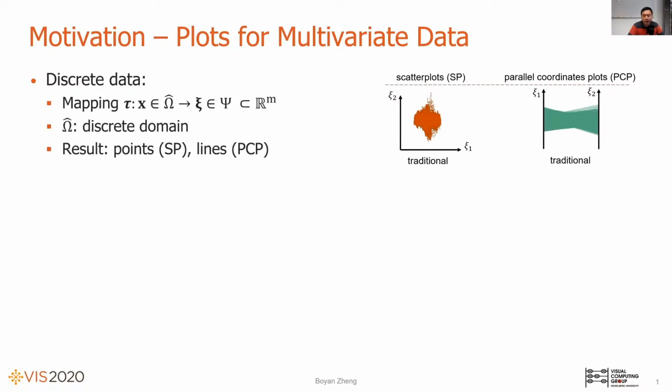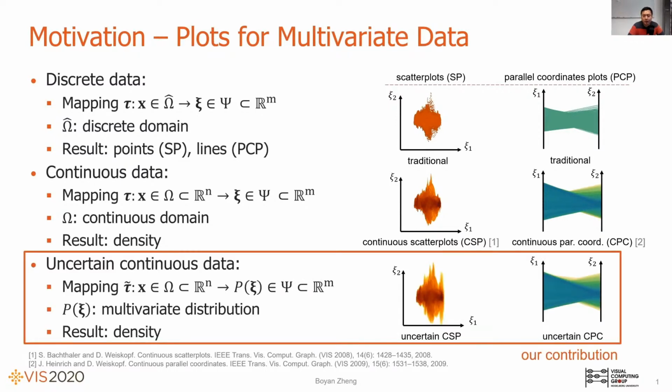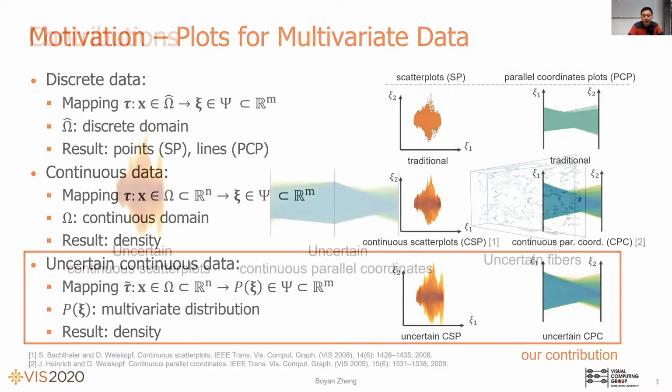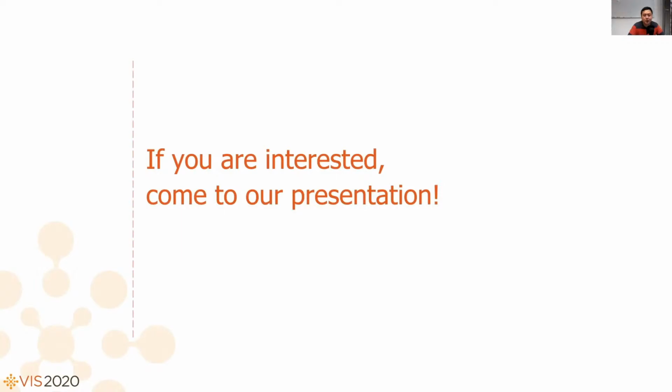Scatter plots and parallel coordinates are widely used for visualizing multivariate discrete data. However, for multivariate continuous data, the continuous scatter plots and continuous parallel coordinates are more suitable. In this work, we extend them to uncertain data. Additionally, we also extend fibers to uncertain data. If you are interested, come to our presentation.